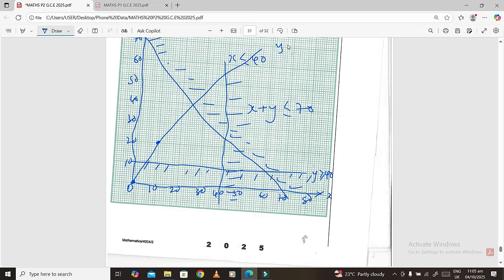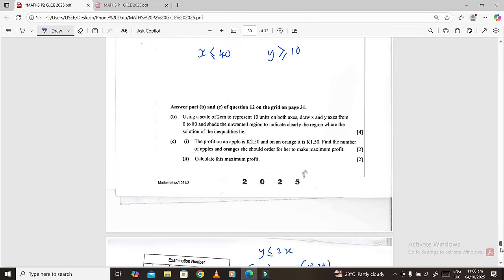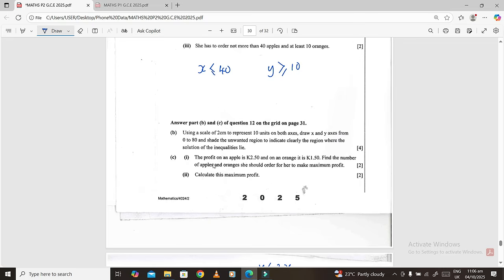So this is y is less or equal to 2x. So you shade the opposite, which is the greater of that line. So the region you're looking for will be there. Now to answer the other questions, like this one, I'll just explain what you need to do.